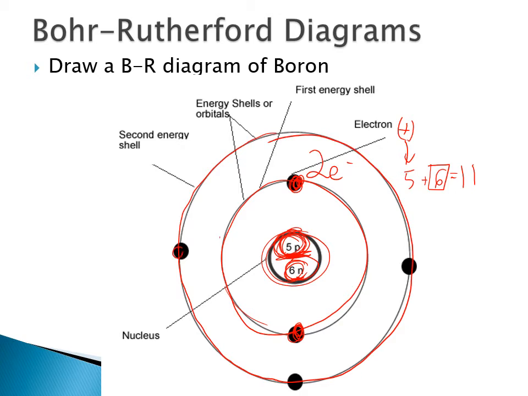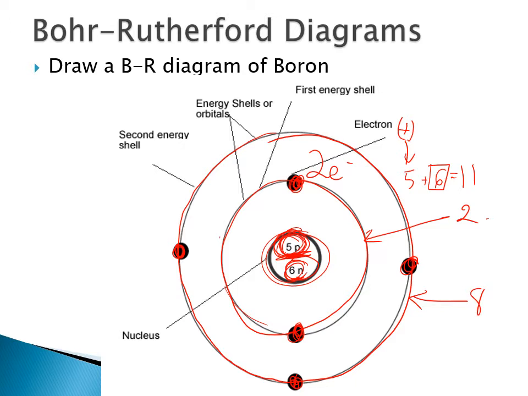So we can draw another shell, and you can sort of play around with exactly where you want to draw these, but we tend to space them out: the top, the sides, and the bottom, put one in each spot before we double them up. So this first shell can only hold 2 electrons. This second shell is only holding 3 for boron, but it could hold up to 8. So that would obviously give you room for 10 electrons.